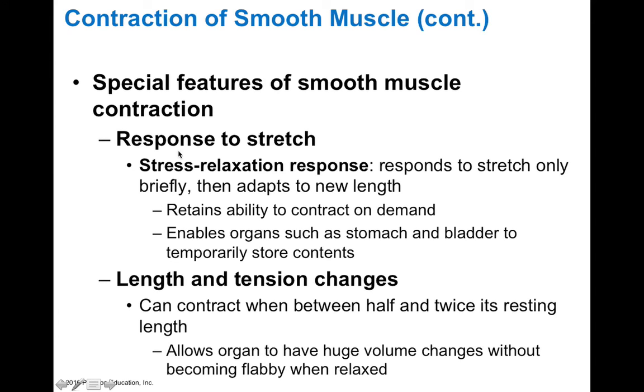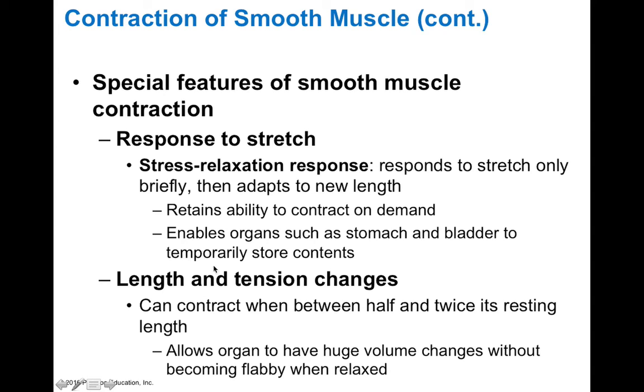Smooth muscle can also respond to stretch, which is interesting. So one of the responses here we can get is a stretch relaxation response, where smooth muscle responds to stretch only briefly, but then adapts to a new length. So this allows for smooth muscle to contract on demand and enables organs like your stomach and bladder to basically temporarily store contents and then contract only when necessary.